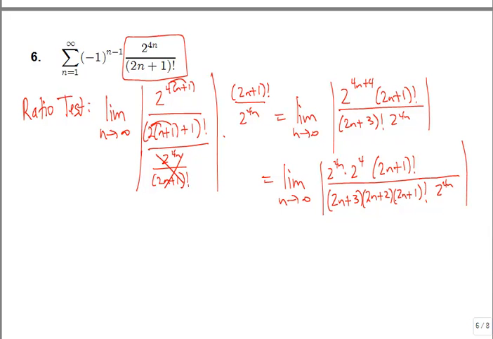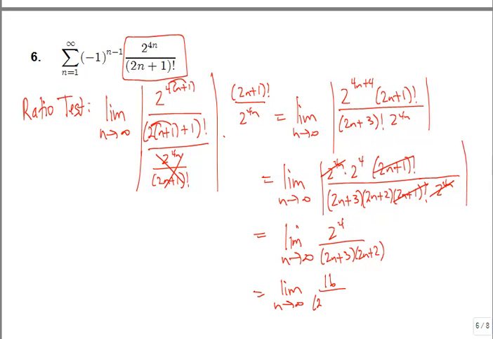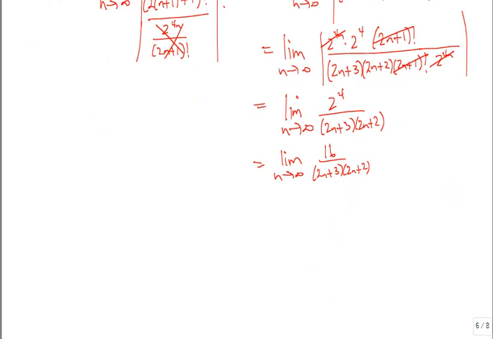So the 2n plus 1 factorials cancel, and the 2 to the 4n's cancel. So what I'm left with on top is that 2 to the 4th, which is just 16, and then 2n plus 3 times 2n plus 2 on the bottom. So this is just the limit as n goes to infinity of 16 over 2n plus 3 times 2n plus 2. And in the limit there, that numerator is fixed at 16, and the bottom, as n goes to infinity, is going to go to infinity.